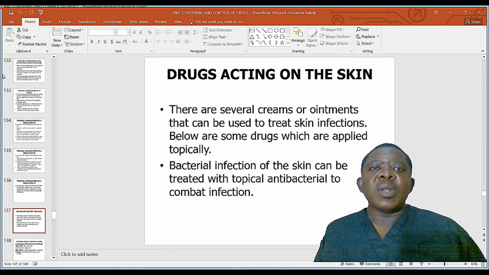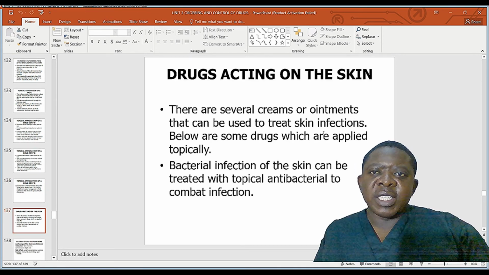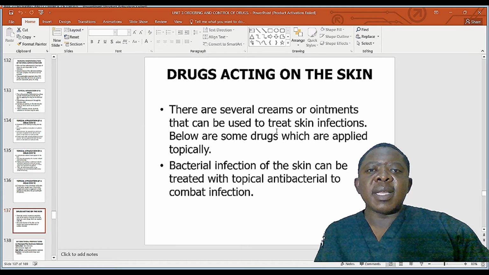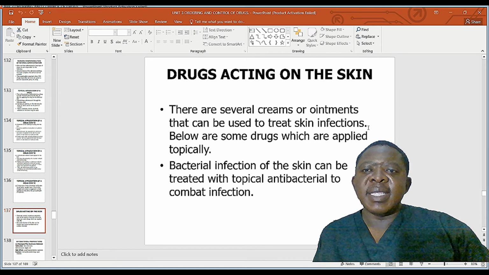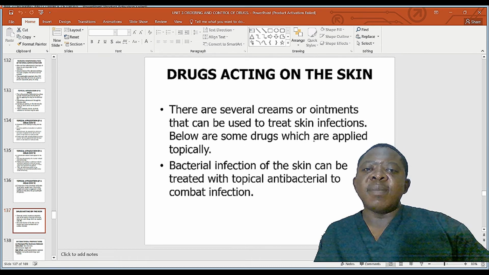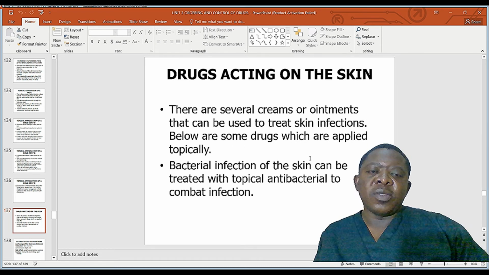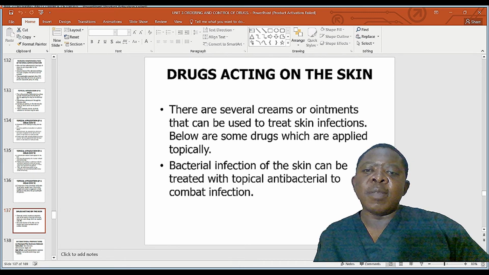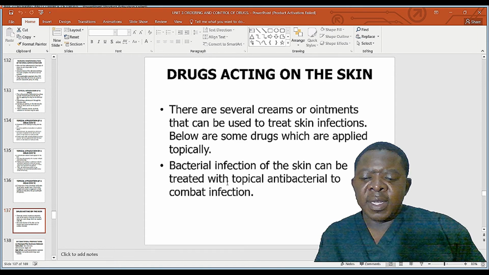Okay, so now looking at drugs acting on the skin, there are several creams or ointments that can be used to treat a skin infection. Below are some drugs which are applied topically. Bacterial infection of the skin can be treated with topical antibacterials to combat infection.